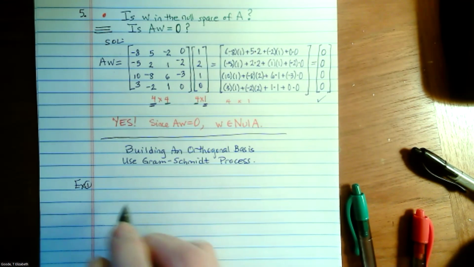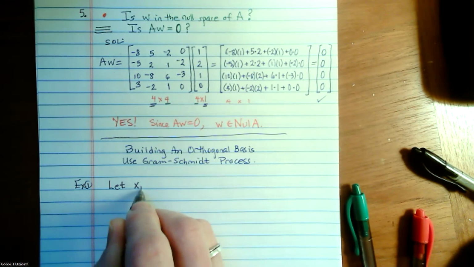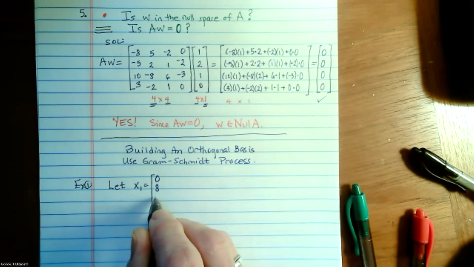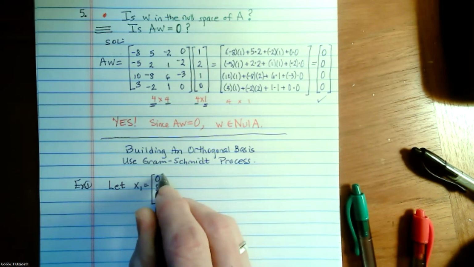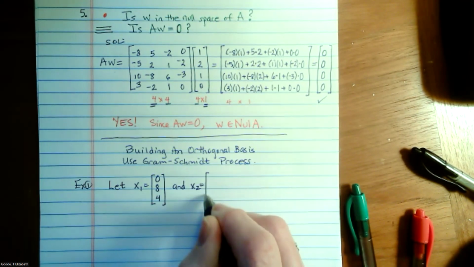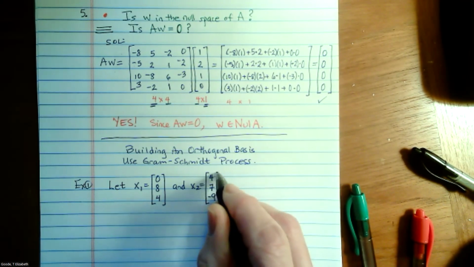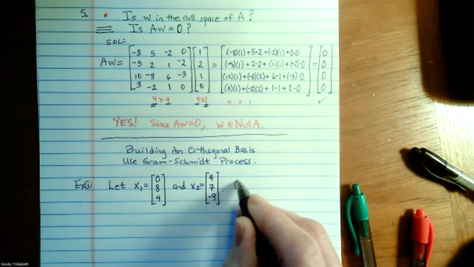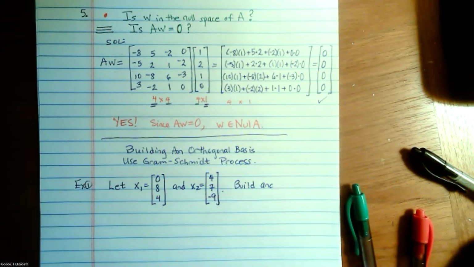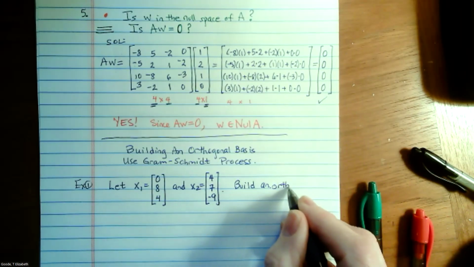All right. So give me your vectors. What were they again? 0, 8, 4. Yeah. And what was x2? 4, 7, -9. So we're going to build an orthogonal basis for the span of x1 and x2.